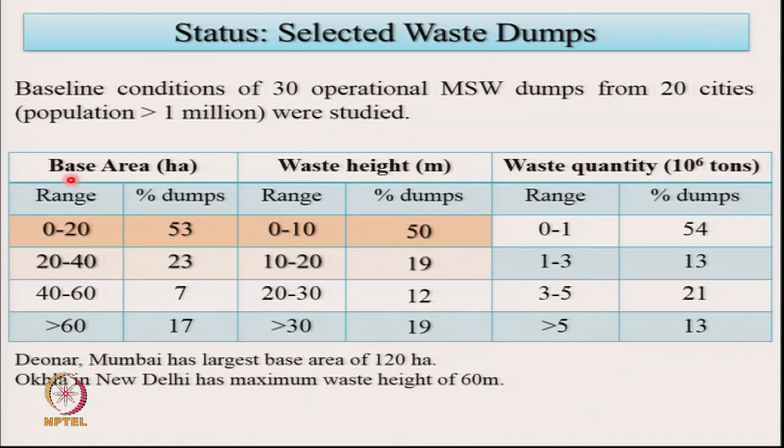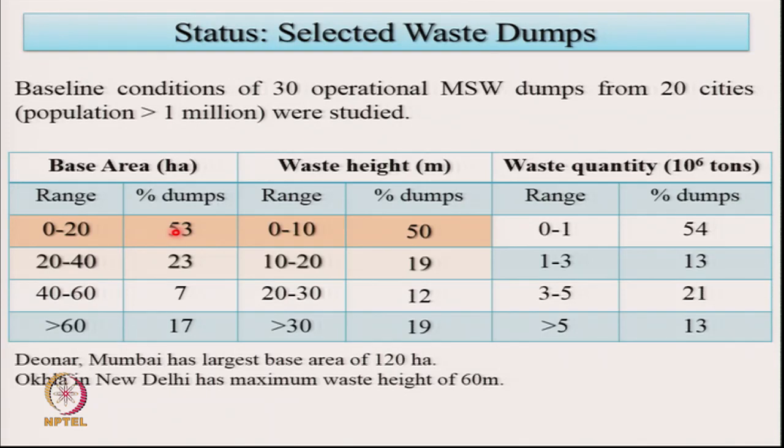What is the kind of areas that we have? 53% of the waste dumps are in the area of 0 to 20 hectares. 1 hectare is how much? 10,000 square meters. If it is square, how much is 10,000 square meters? 100 meters by 100 meters. That's like a football field or a cricket field. So 0 to 20 cricket fields. Most of them are in that range. But there are some which are bigger, 20 to 40 hectares. There are 40 to 60 hectares and even greater than 60 hectares. So the bulk of the dumps are less than 20 hectares.